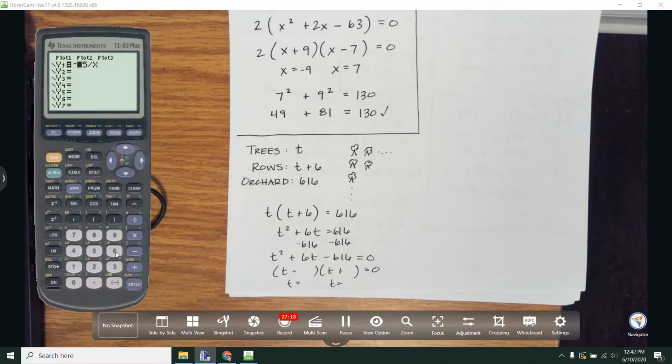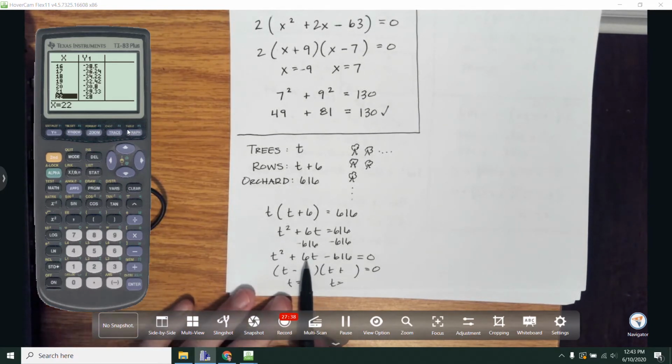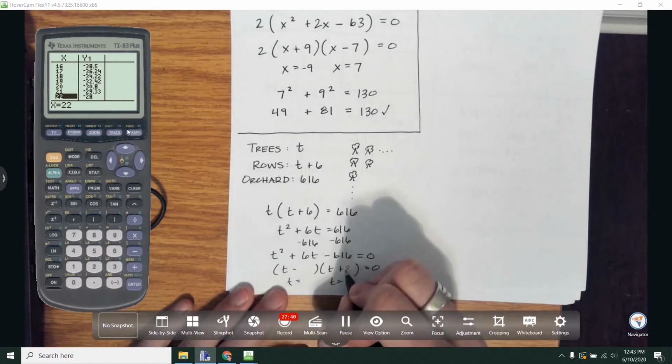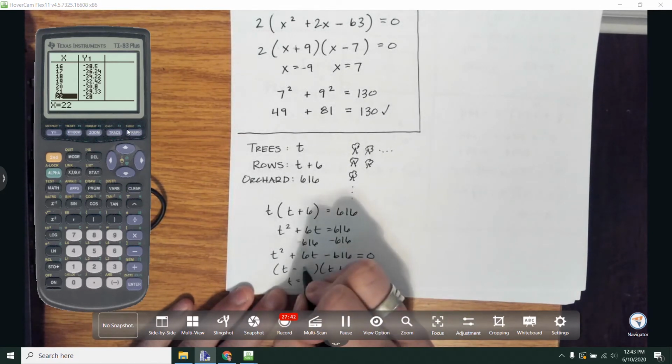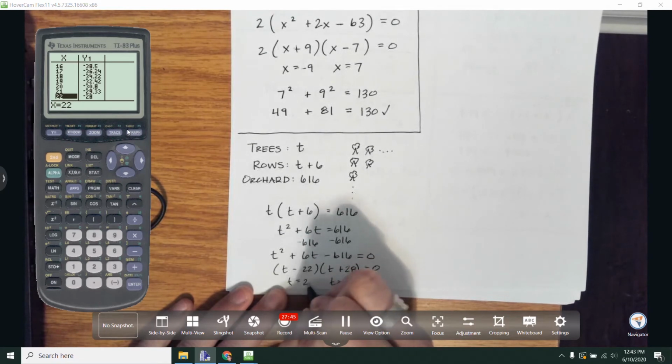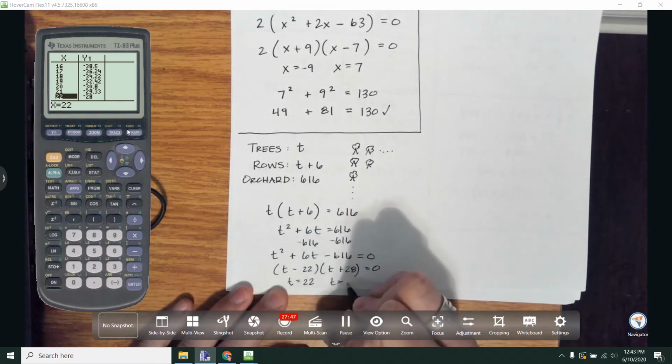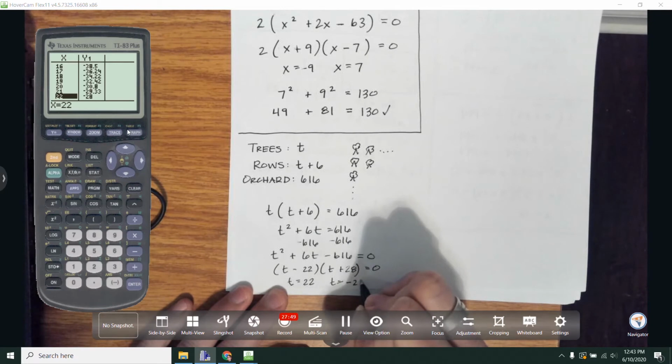And negative 616 divided by x. Right? They should be 6 apart from each other. And that's what we're looking for. And our positive was the bigger number. So that's going to be 28 here. And we'll have 22 here. That means that this is going to be positive 22 and negative 28.